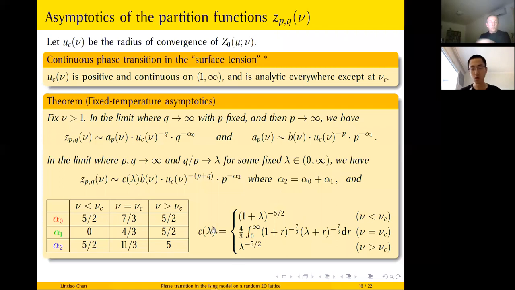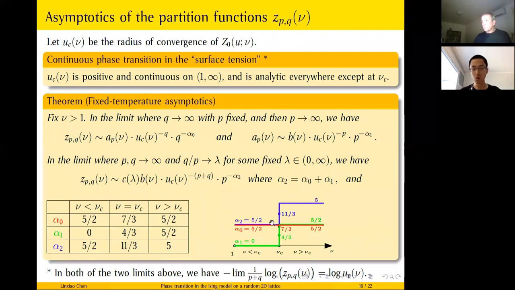In the following, I will focus more on these exponents. So here is a graph that will be useful later. It's not a very interesting graph, just a graph of a piecewise constant function. So alpha 2 goes up at nu c, alpha 0 remains constant, but jumps to a different value precisely at nu c and comes back to the constant value afterwards. And alpha 1 also jumps up at nu c.